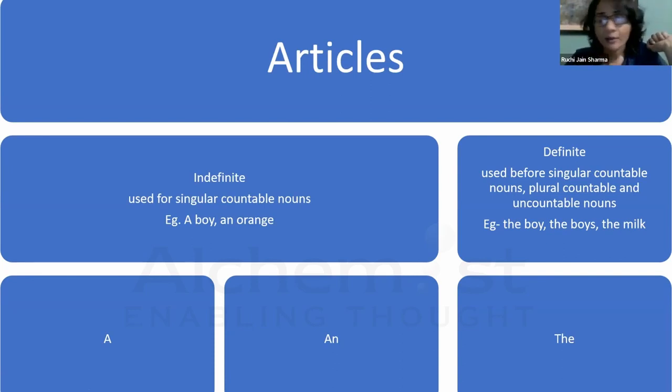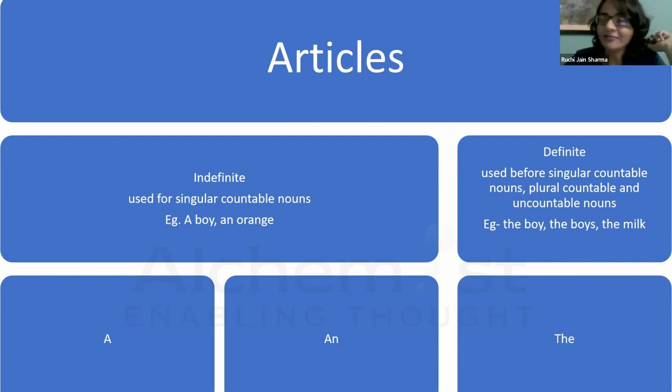So no, I cannot, right? So that's why I cannot say give me a milk, but I can say give me a glass of milk, because glass is countable. In the same way, sugar is not countable. I cannot count sugar, right? So, give me a spoon of sugar, basically. So that is why a is always used in front of singular countable nouns.